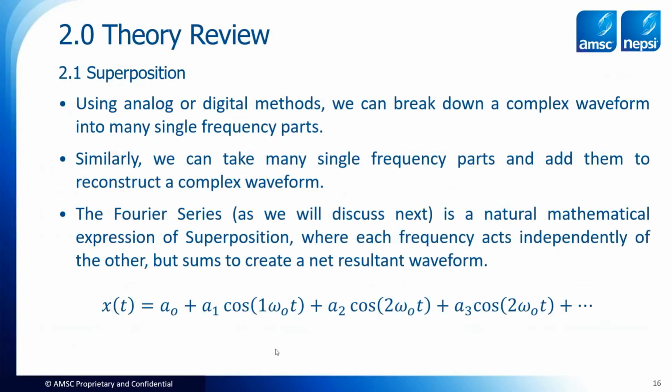So, superposition, using analog or digital methods, means we can literally break down a complex waveform into many single frequency parts because they're superimposed on top of each other. And similarly, we can take many single frequency parts and add them to reconstruct a complex waveform. The Fourier series that we're going to discuss next is a natural mathematical expression of superposition, where each frequency acts independently of the other, but sums to create a net resultant waveform. And this will play out directly into the methods that we're going to discuss on how we do harmonic modeling.